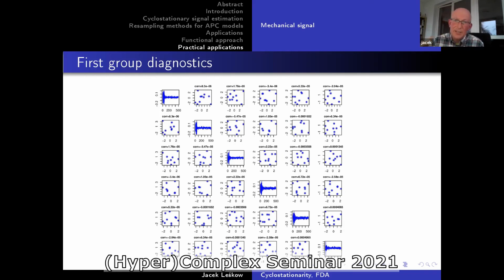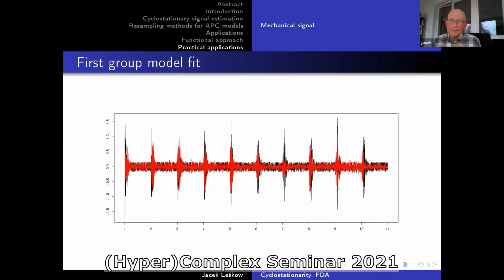Why is this diagnostics? Because the scores should be almost uncorrelated. In very small print, I hope you can see it, you can see the correlations between scores. They are in the order of 10 to the negative 5, 10 to the negative 6, so they seem to be pretty small. Now, I would like to put everything together.